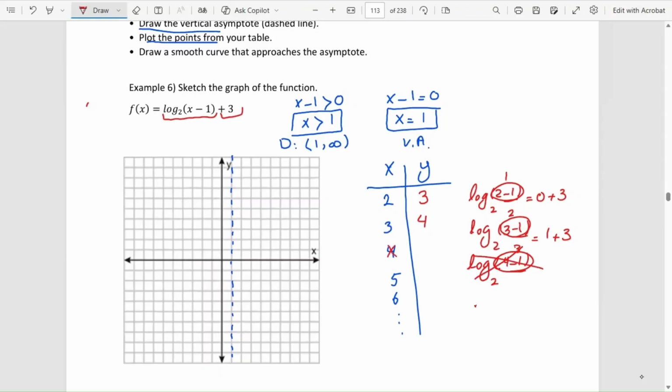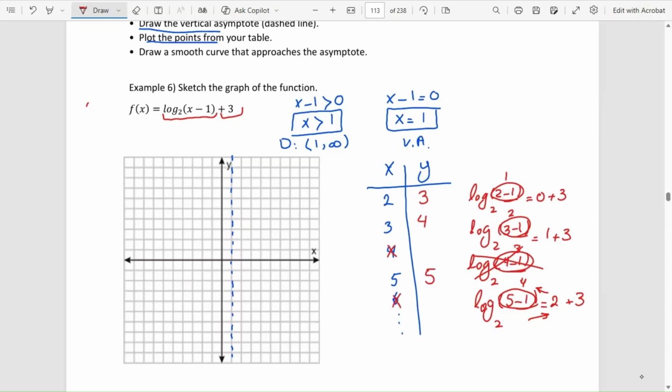Let's replace 5. 5 minus 1 is 4. What is the log base 2 of 4, or 2 to what power is 4? 2 to the second power is 4. That's right. And after that, we have a plus 3, and 2 plus 3 gives me 5. And I think that's enough. We don't need more numbers. Every time you get at least 3 numbers, you can stop and graph the function.